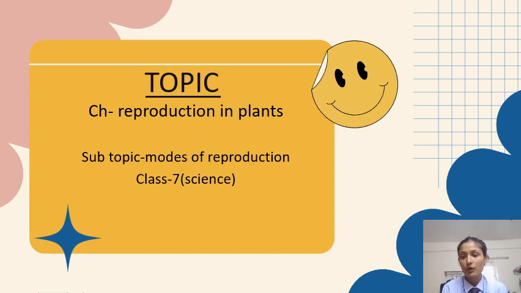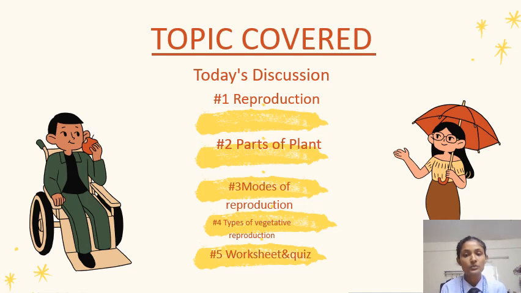Moving forward, first we'll talk about what reproduction is, then the parts of plants that are involved in reproduction, then the modes of reproduction and the types of vegetative reproduction. After that, I'll provide you with some quizzes to check how much you have learned.